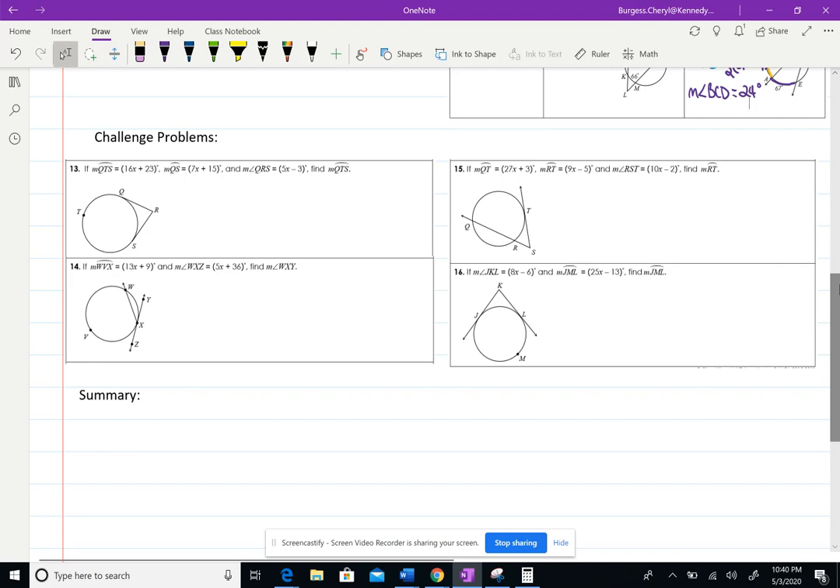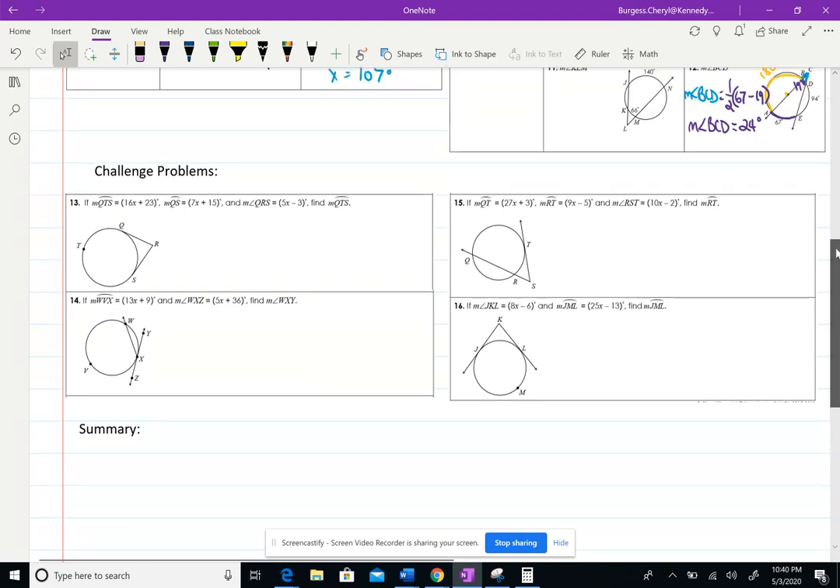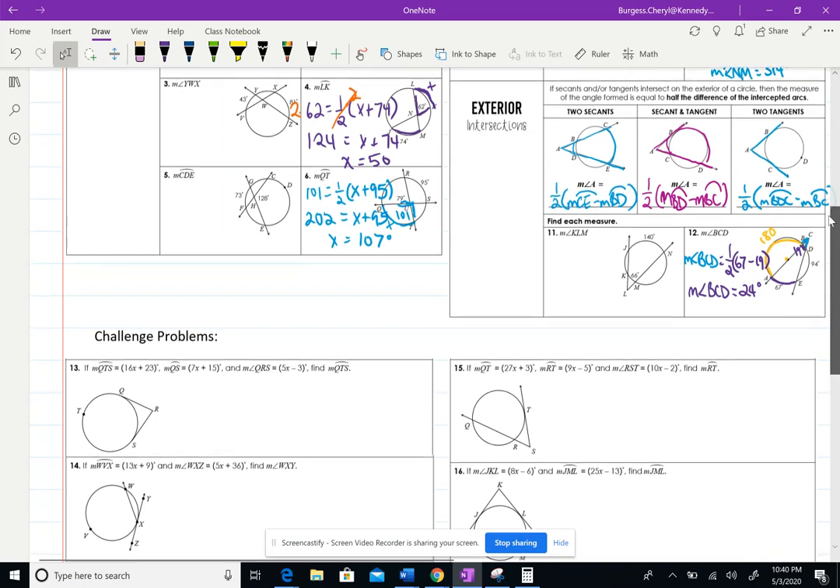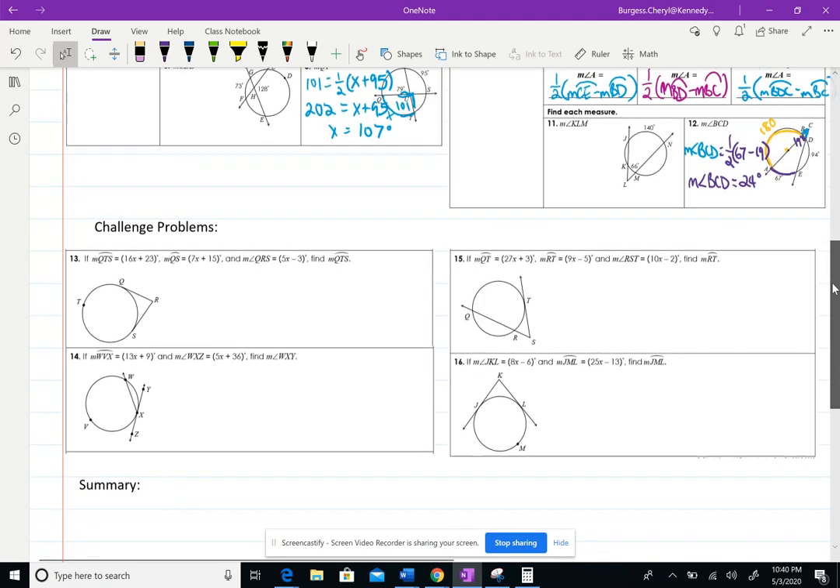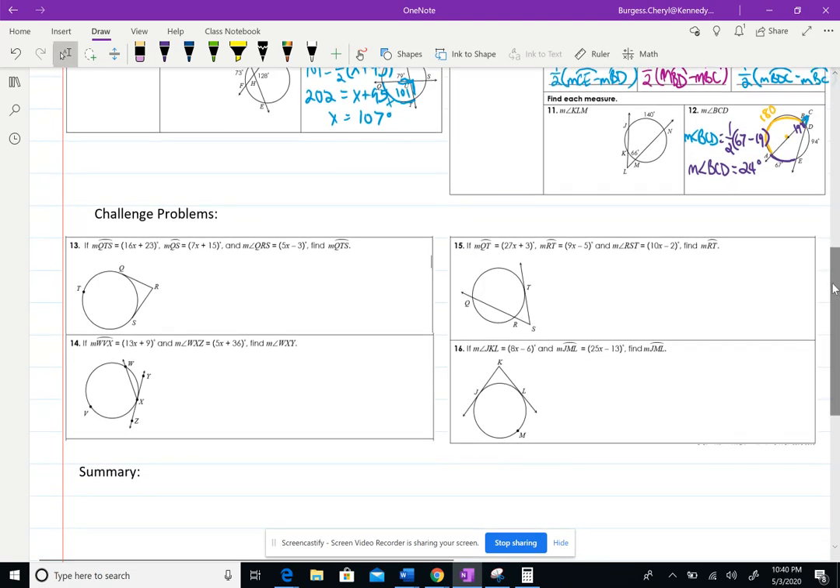Number 15 looks like what we just did here with a tangent and a secant. So this one, right? That's this one here. Okay, let me erase that. Arc QT.